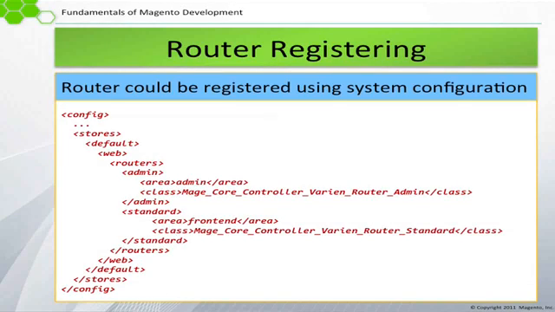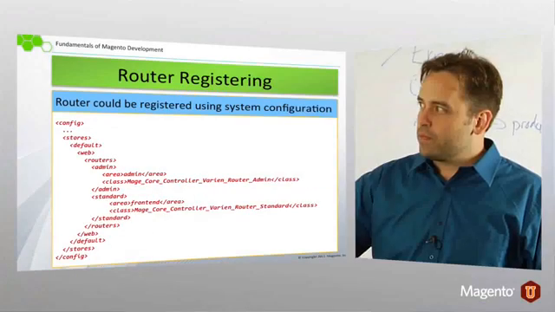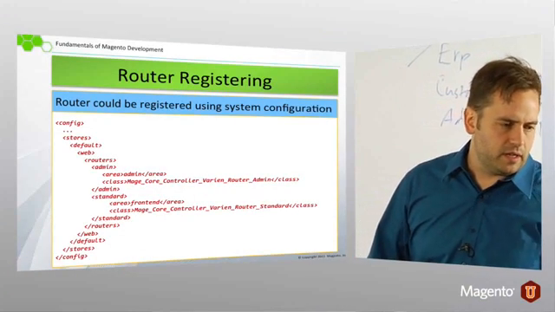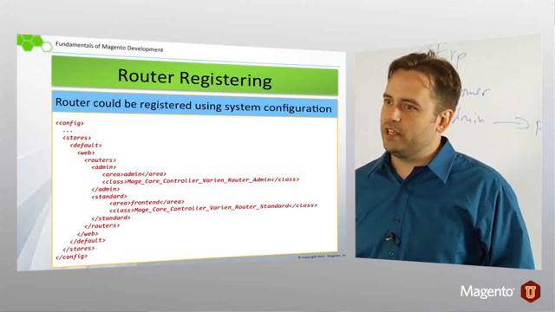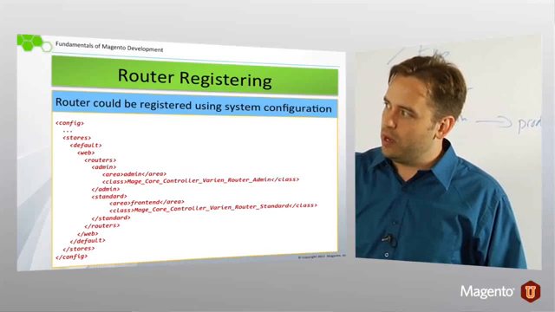This is how router configuration happens. This is where the admin and the standard routers are declared in app/etc/config. Just if you want to see that. And I believe it's in Varien controller front, there's actually a class constant that refers to the web routers node.